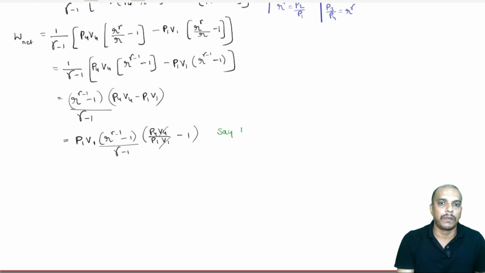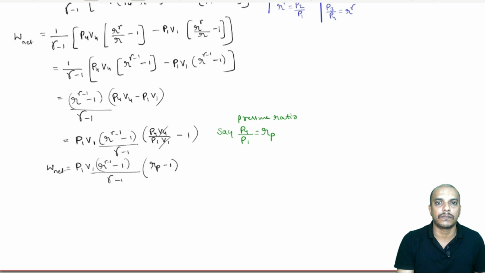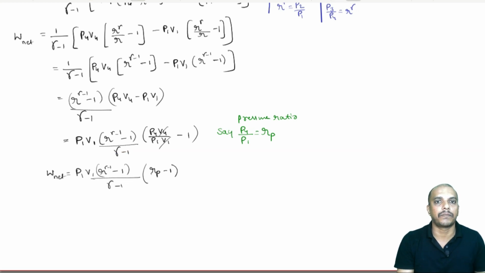I am denoting P4 by P1 as the pressure ratio RP. Then I can rewrite this as P1 V1 R power gamma minus 1 divided by gamma minus 1, into RP minus 1. So this is our expression for work net.